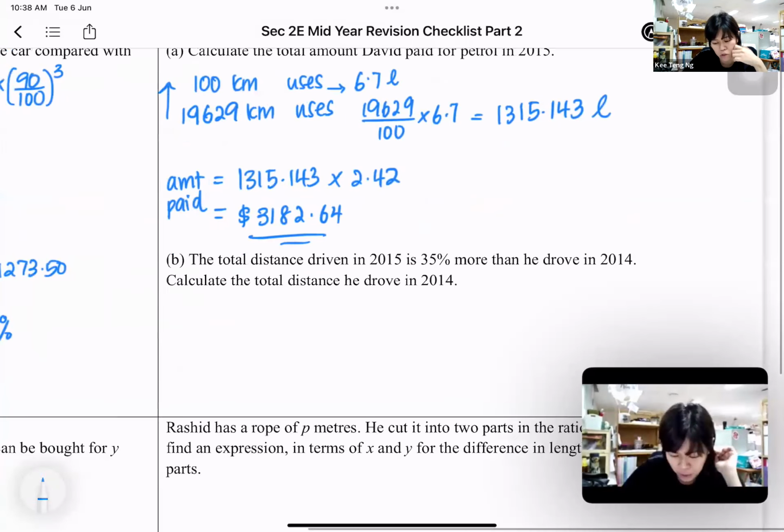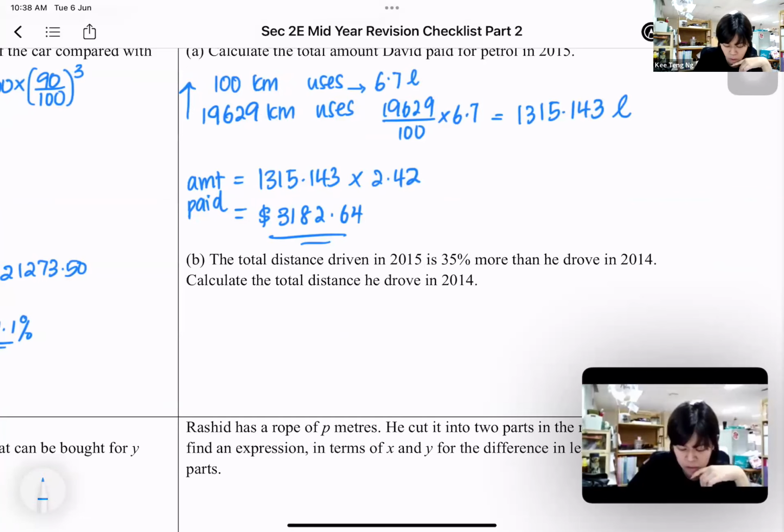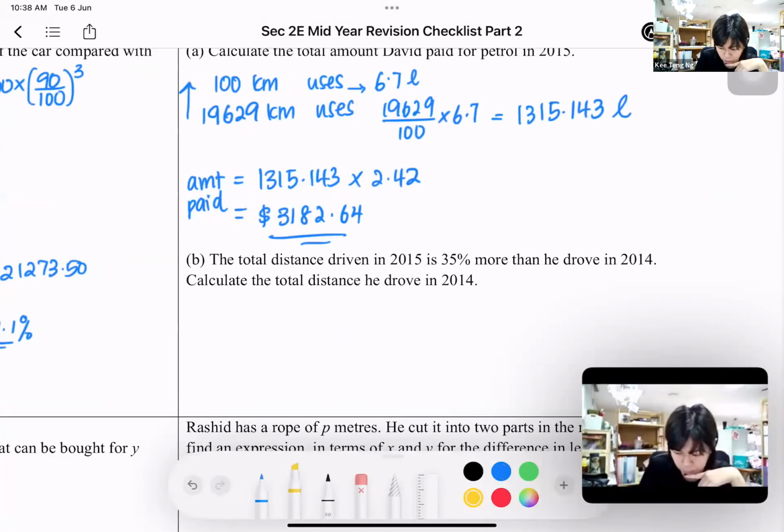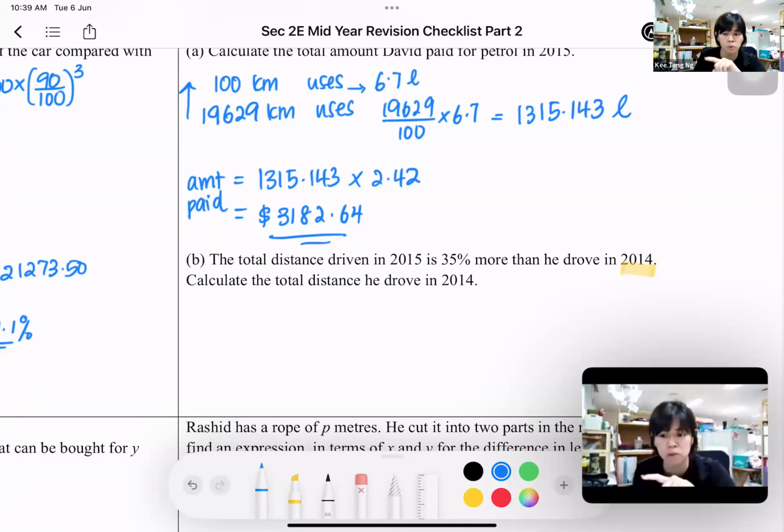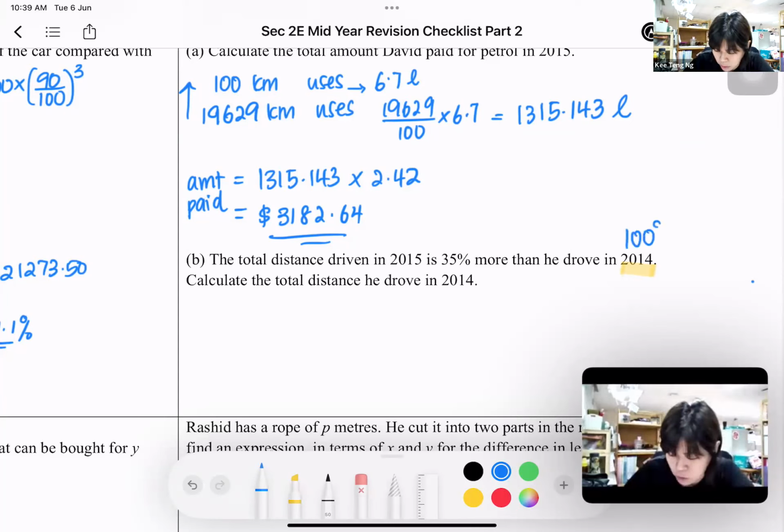Okay, the total distance driven in 2015 is more than the distance traveled in 2014. Which one comes first? 2014 comes first, right? So remember the other time we were doing another question, revision checklist one about percentages. Always take note of the time period. Okay, this one is 35% more than that in 2014. So the 2014 is actually the original. So this one is my 100%.